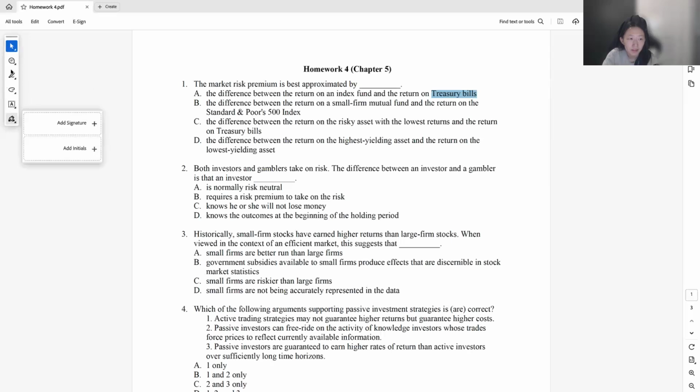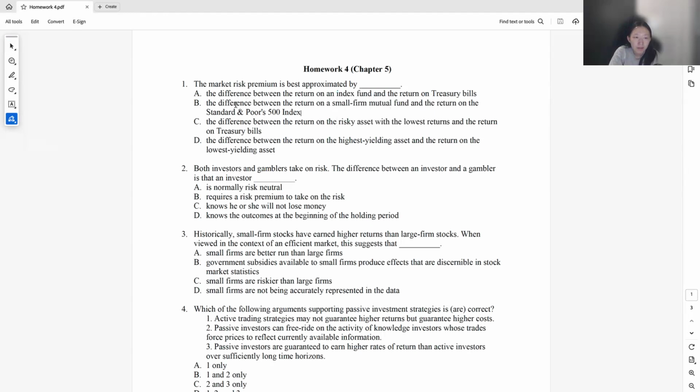And this is what we want. The index fund is usually a passively managed fund. It's passively managed because it has a diversified portfolio, and it usually follows the market. So very likely the return of an index fund is the return of the market portfolio.